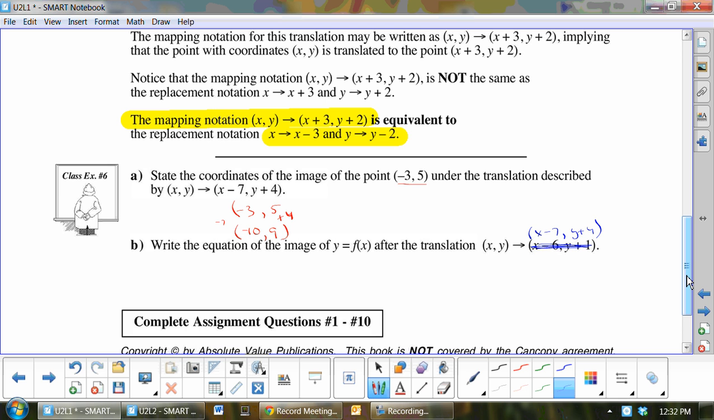that mapping rule? Now, if I want to do a horizontal translation, 7 units left, what would be the substitution in the equation? X would go to what? X plus 7. And this says move up 4, right? That's what is in the mapping rule. So to get your equation to move up, so I want 4 units up, that means y would have to go to y minus 4.